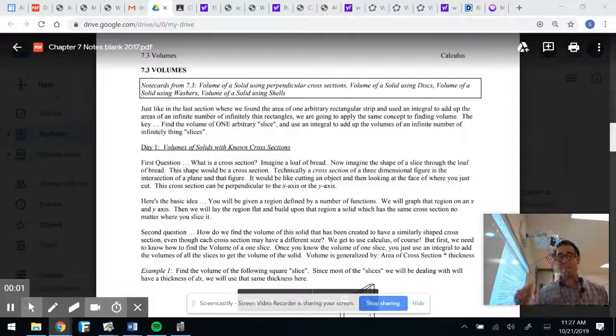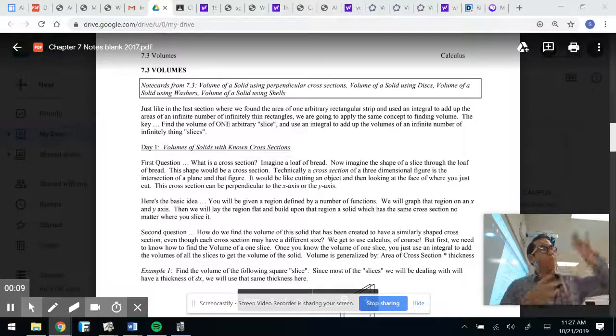Aloha class, section 7.3, the last one of AB, but it gets a little crazy because we're looking at volumes and there's so many different types of shapes in this world.